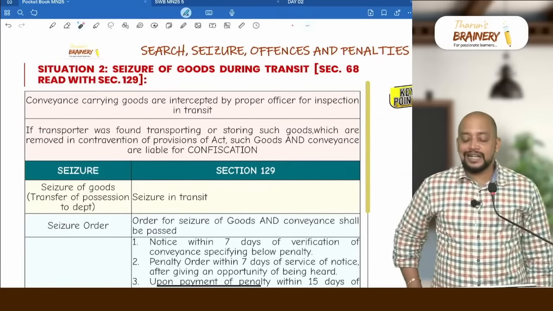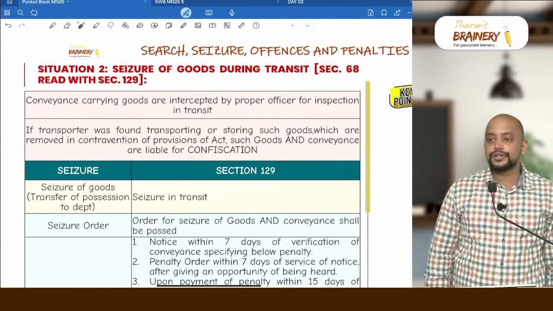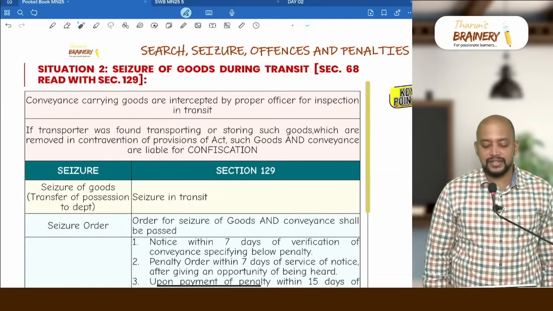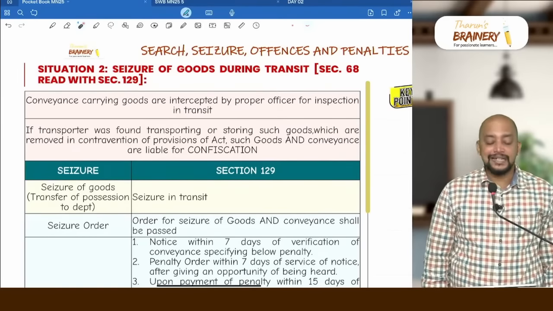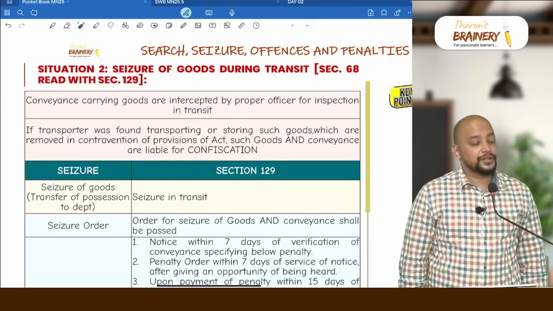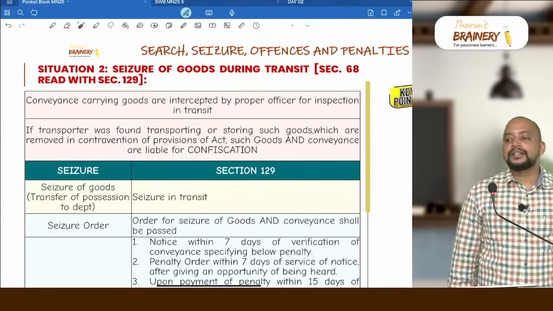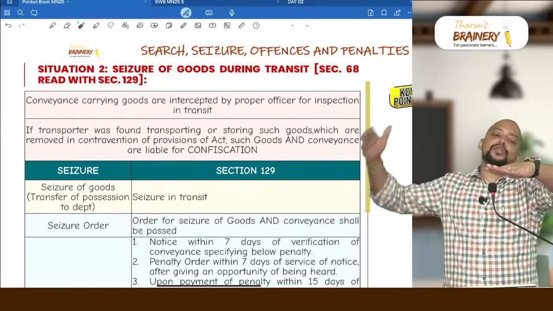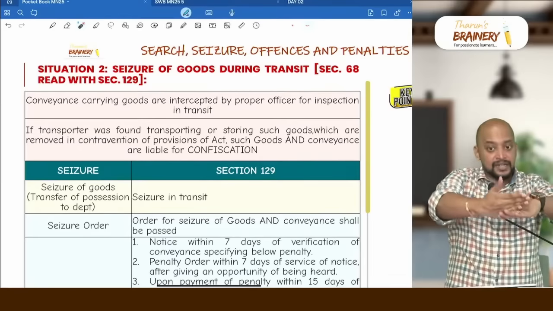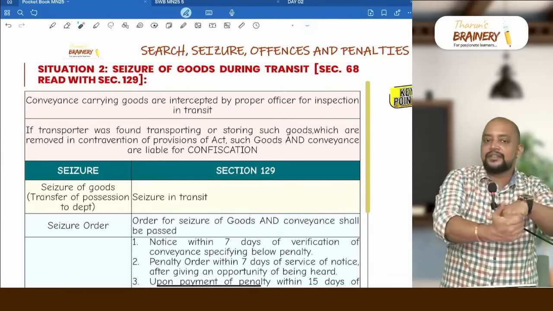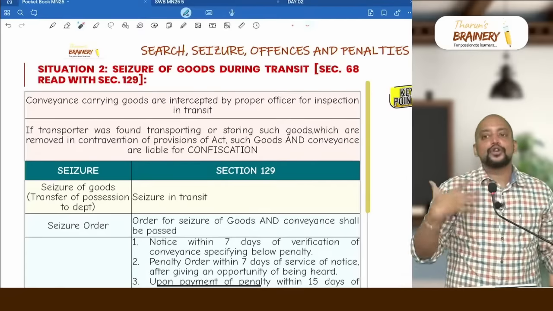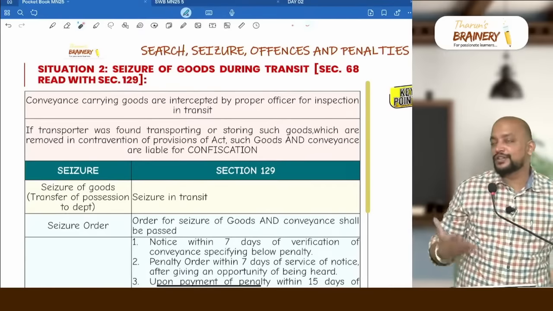Situation 2, that is seizure of goods during transit. So for this seizure during transit we have section 68 read with section 129. So here what happens? A conveyance will be going on the way and the proper officer will intercept the conveyance. When the proper officer intercepts the conveyance and does the physical verification, he will come to know that there is no proper documentation available with respect to those goods.